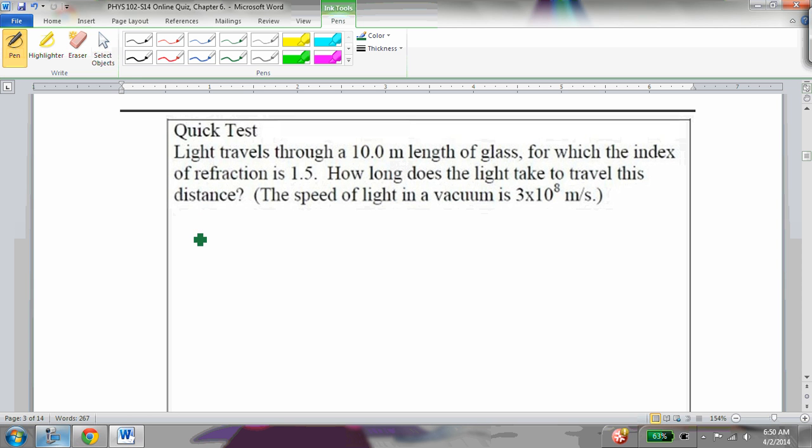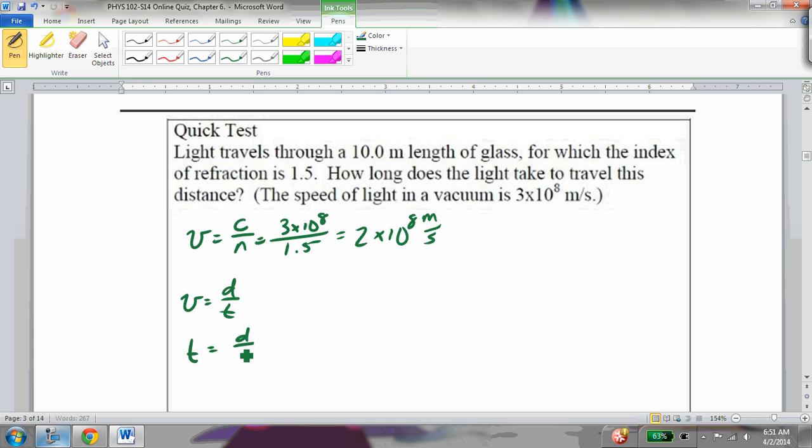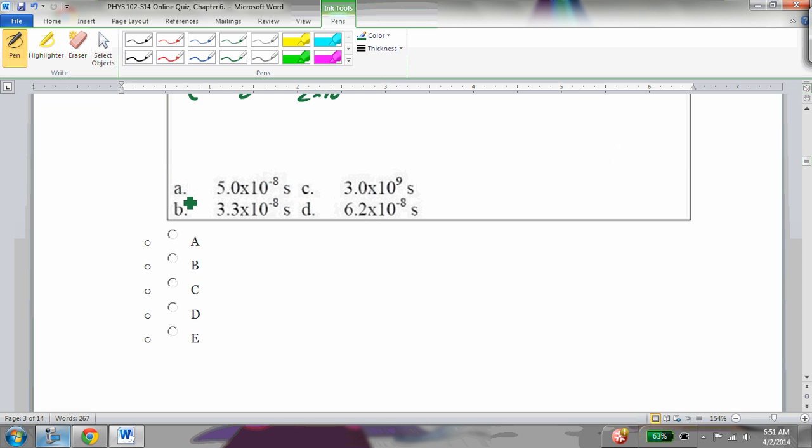Light travels through a 10-meter length of glass, index of refraction of 1.5. How long does it take light to travel? Well, first we want to find the speed of light in the glass. That's v equals c over n, 3 times 10 to the 8th over 1.5. That's 2 times 10 to the 8th meters per second. So it travels slower in the glass. And then v is equal to d over t. Here I'm looking for t. 10 meters over 2 times 10 to the 8th. That's 5 times 10 to the minus 8 seconds.